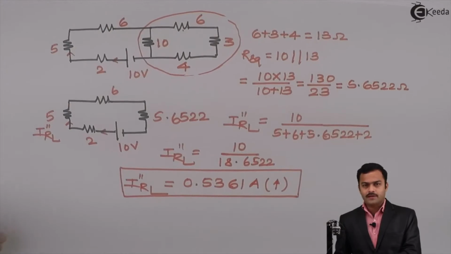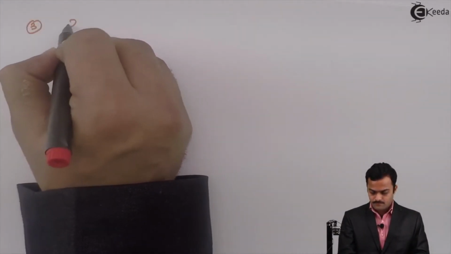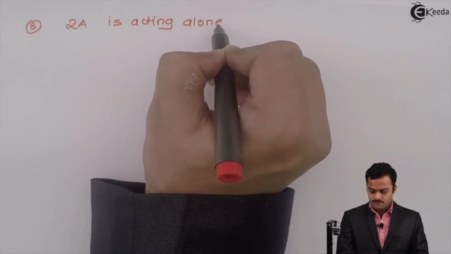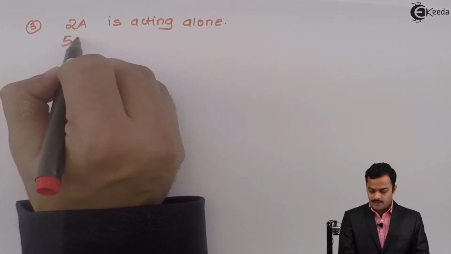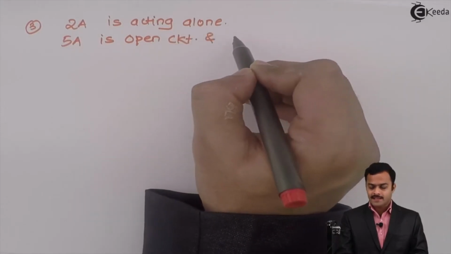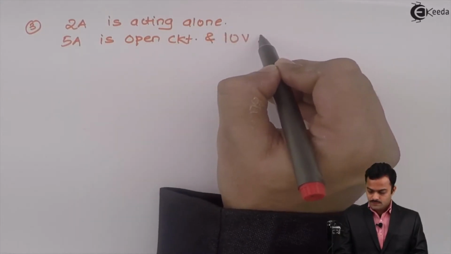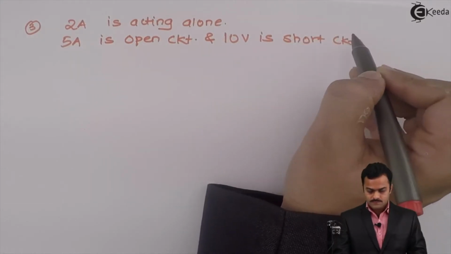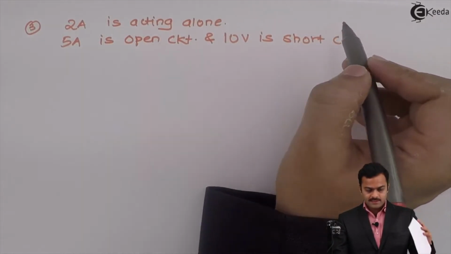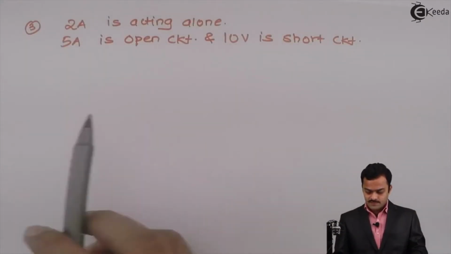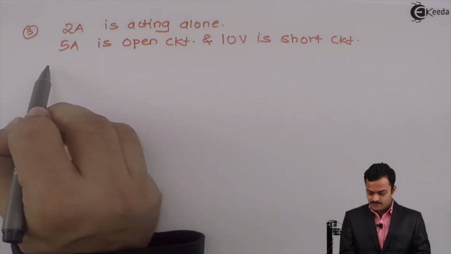Third source is 2 ampere. So if 2 ampere is acting alone, I need to consider 5 ampere as open circuited and 10 volt is short circuited. So original circuit like this. So I need to do the modification. So the circuit will become like this.